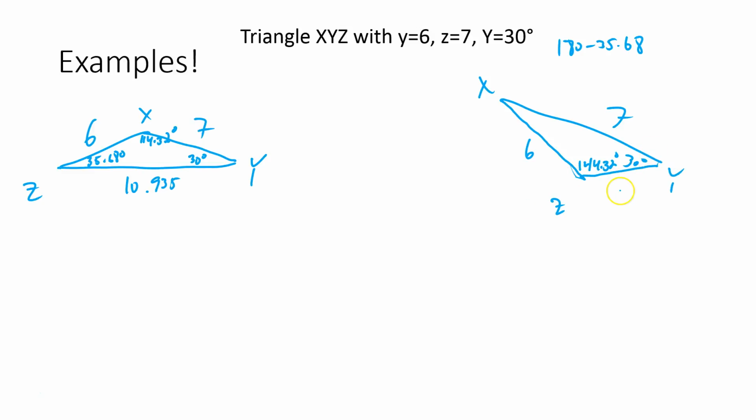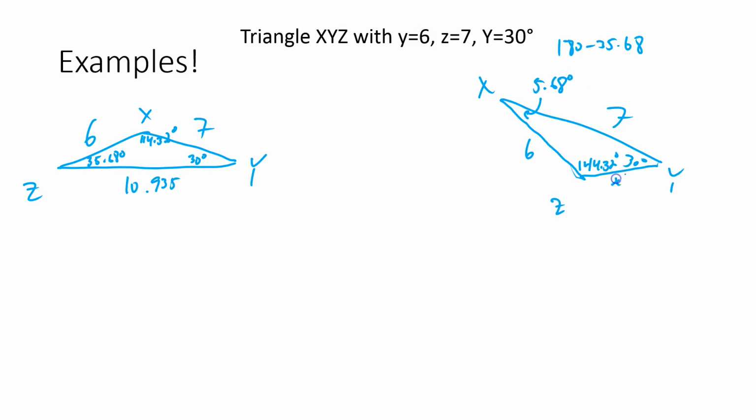So now over here, we solve this triangle separately. So we have 144.32 and 30. This is going to be a very small angle up in the corner here. 144.32 plus 30 is 174.32. So 180 minus 174.32 gives me 5.68 degrees. So very small, 5.68 degrees.